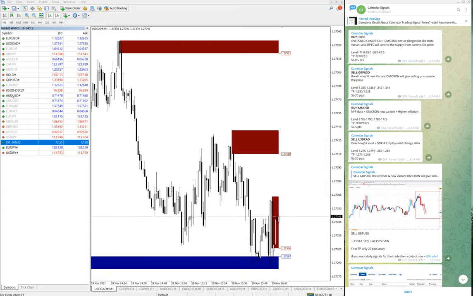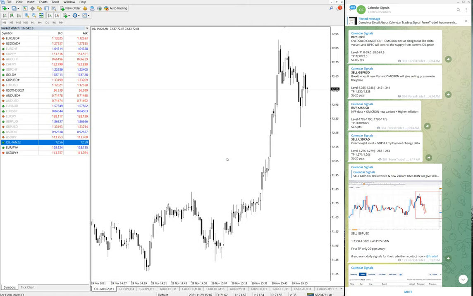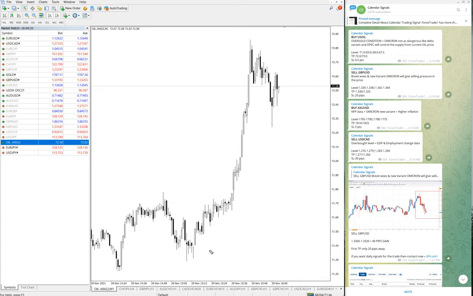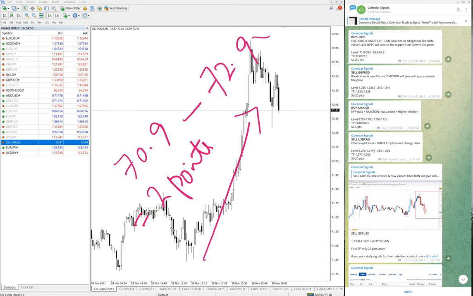And let me open the oil chart here. Here is the US oil chart. And as you can see the clear uptrend here, and it performed well from our given level. So USOIL performed from 70.9, that is the level here. You can see the first zone, from the first level it got activated. 70.9 is the entry, and performed till 72.9, which is here. So the total profit is 2 points as of now. 2 points on oil trade is very good.